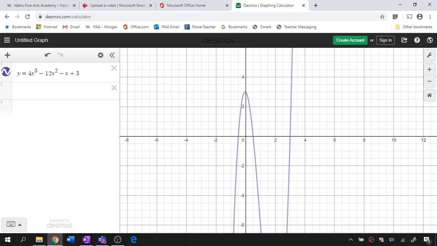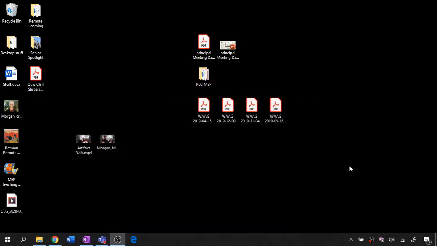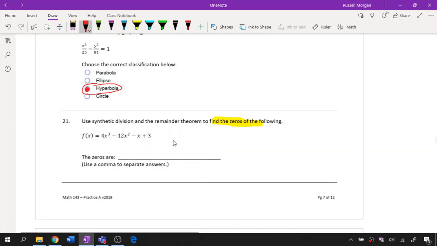In fact, how many zeros do we expect to find? Since this is a third degree, we should see 3 zeros. And actually, I think I see 3 zeros. I see one here, -1/2. I see one here at +1/2. And I see one here at 3. So I just found all the zeros really quickly.